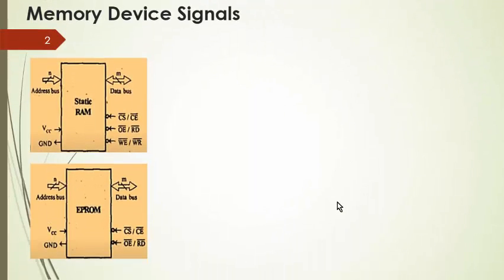So before moving towards the memory interfacing with 8085 microprocessor, we will see various signals of memory IC or memory device. So here in these two diagrams we can see the RAM IC and ROM IC. RAM means random access memory and EEPROM means electrically erasable programmable read-only memory, that is ROM IC. We will see the various signals of these two memory devices.